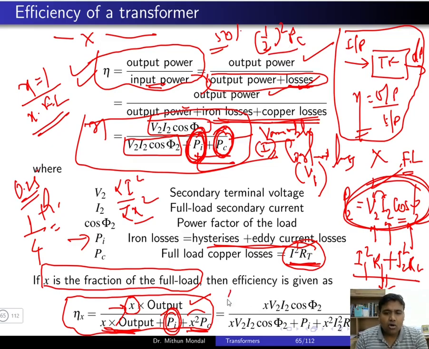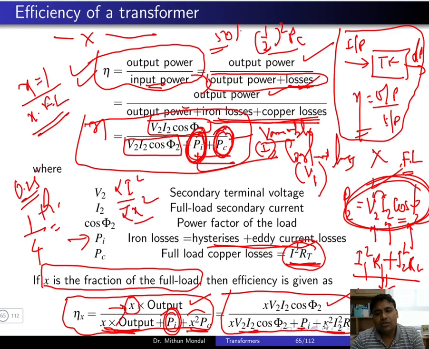So the equation of the efficiency of the transformer has improved now. At any load condition it will be X into V2I2 cos theta 2 divided by X into V2I2 cos theta 2 plus iron loss, which is constant irrespective of the load condition, and copper loss will be X square I2 square into R2. So when we try to determine the efficiency of the transformer, irrespective of loading the transformer, we try to find what is the power at the maximum load condition.